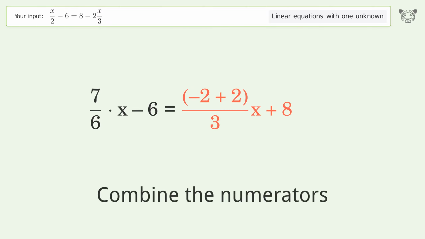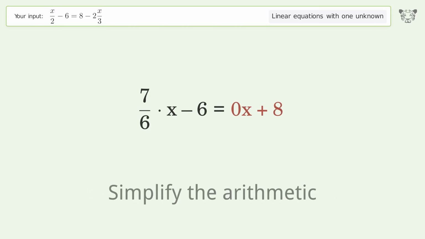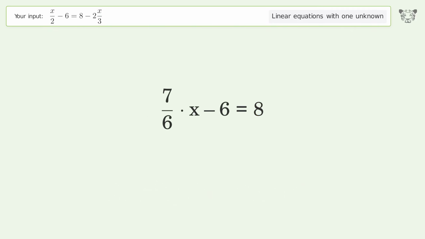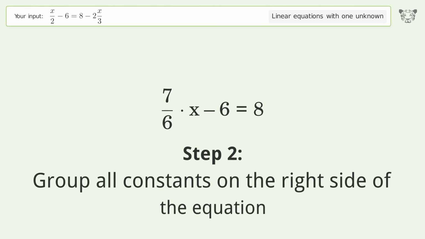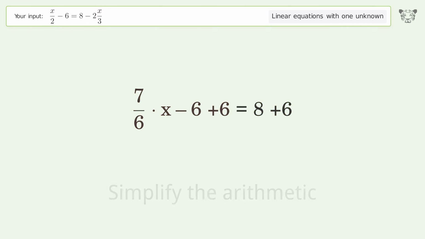Combine the numerators. Reduce the zero numerator. Simplify the arithmetic. Group all constants on the right side of the equation. Add 6 to both sides. Simplify the arithmetic.